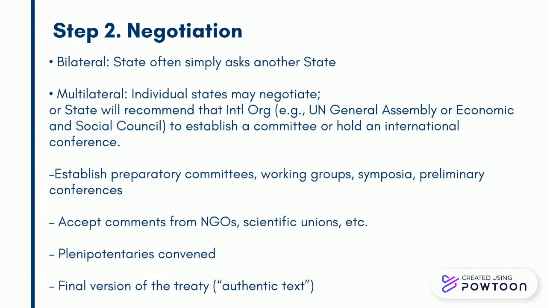Step 2 is negotiation. There can be bilateral negotiation, where a state often simply asks another state, and there's also multilateral negotiation, where individual states may negotiate, or state will recommend that international organization to establish a committee or hold an international conference. First, preparatory committees, working groups, symposia, preliminary conferences will be held, and then comments from NGOs, scientific unions will be accepted. After that, the plenipotentiaries will be convened, and finally, the final version of the treaty, the authentic text, will be drafted.